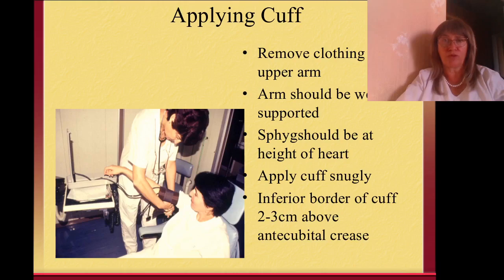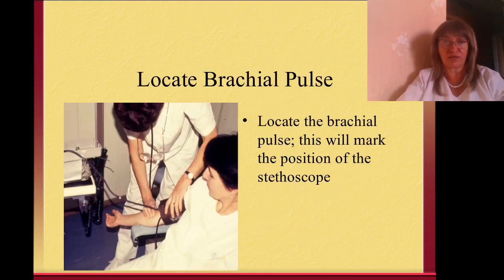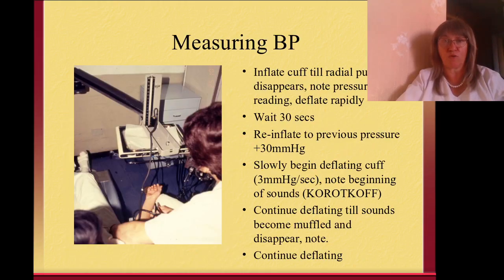Applying the cuff. Remove clothing from the upper arm. The arm should be well supported. The sphygmomanometer should be at the height of the heart. Apply the cuff snugly, with the inferior border of the cuff 3 centimeters above the antecubital fossa. Locate the brachial pulse. This will mark the position of the stethoscope. Measuring blood pressure.